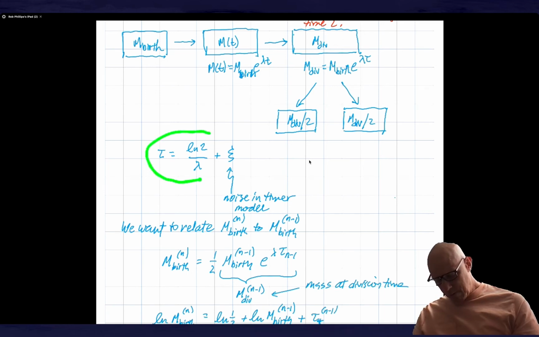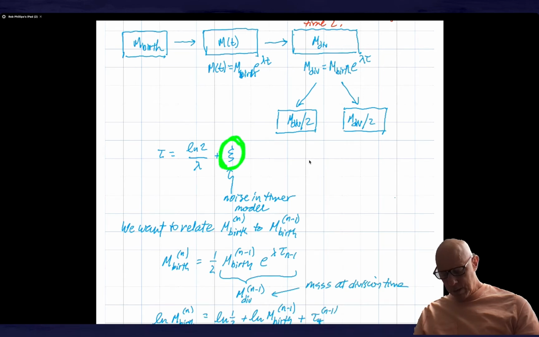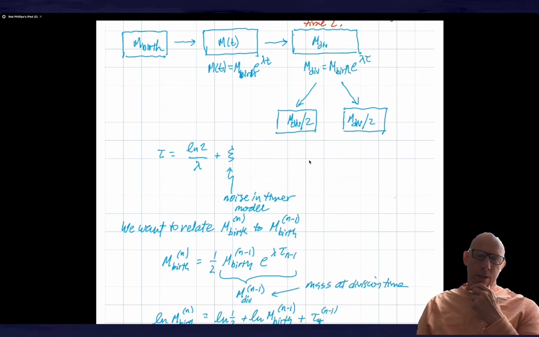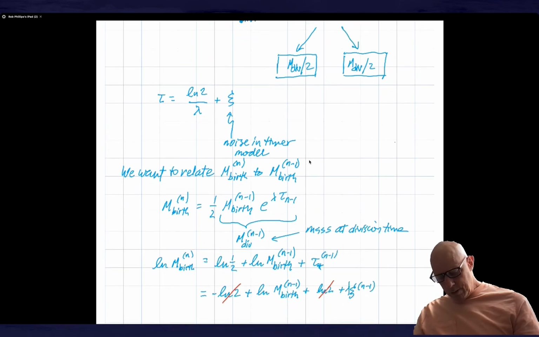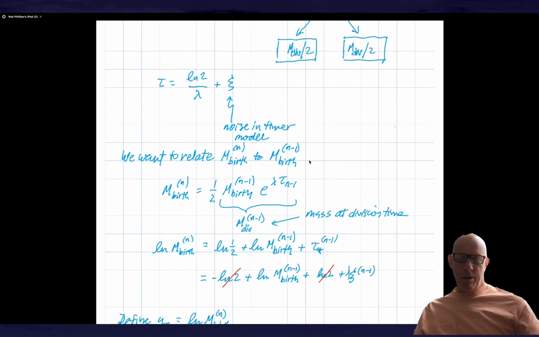So the key assumption that's going to be made in this analysis is that indeed there is this timer tau, but in addition there's going to be statistical fluctuations, and I'm going to use this squiggle letter as a way of representing the statistical noise, the little variation. This is going to be drawn from a Gaussian distribution, for example, and this is the little bit of error in tau at each generation. So we're going to write down a recursion relation. We're going to find the relationship between the birth mass in generation n and the birth mass in generation n minus 1.